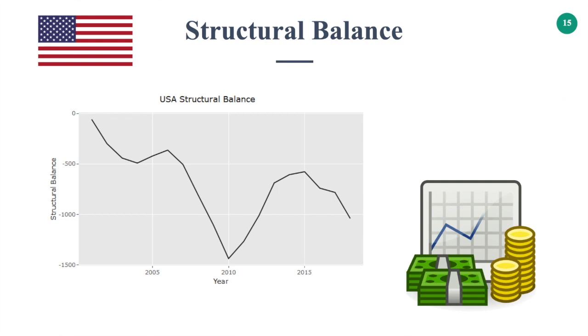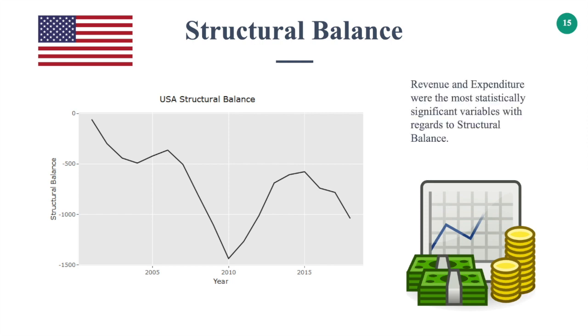Since revenue is the most significant factor when it came to USA's GDP, we wanted to take a look at the structural balance as well, since that factor should have an effect on a country's revenue. So we did some more regression testing and found that revenue and expenditures were the best predictors for USA's structural balance.